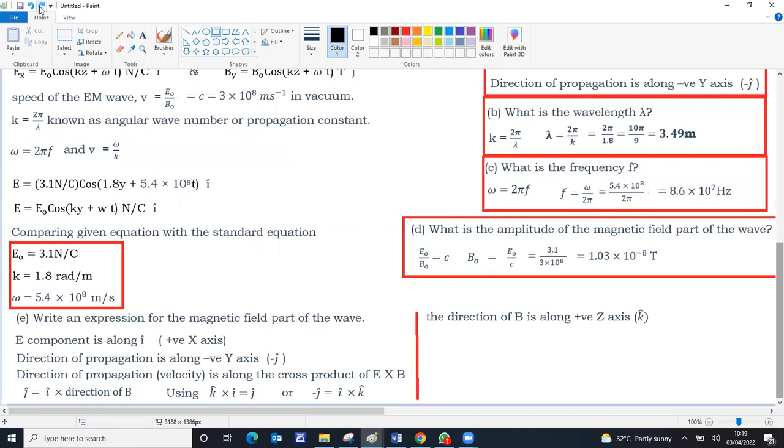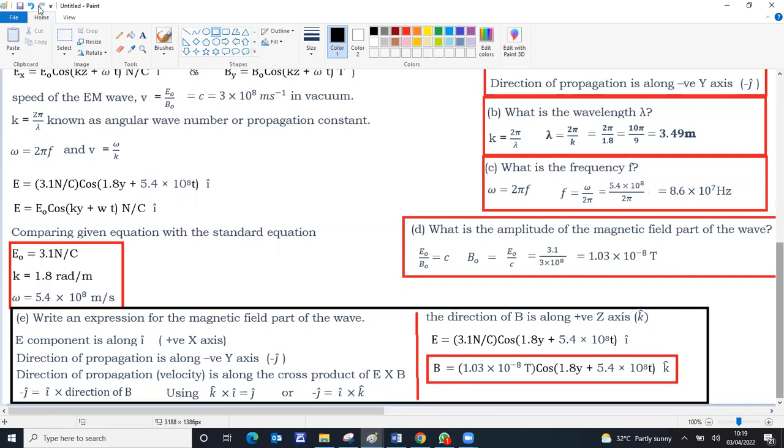Now we have the equation for the electric component. In this, the B0 part will be different. This all will remain same till here. The i becomes k, because it's already identified as k. So B will become Bz. So B is equal to 1.03 into 10 to the power of minus 8, which we already calculated as B0. The phase part remains same, and the direction becomes k. So the z component.